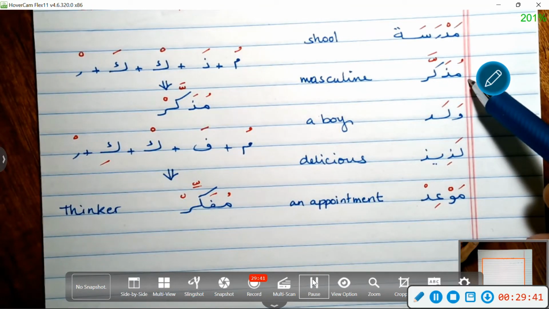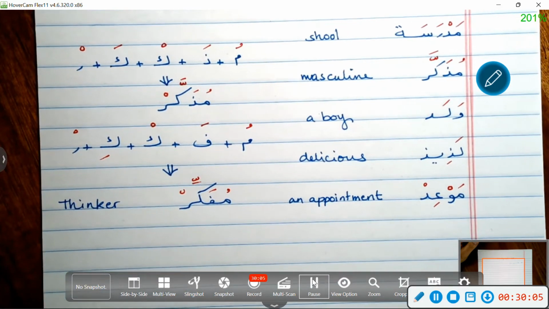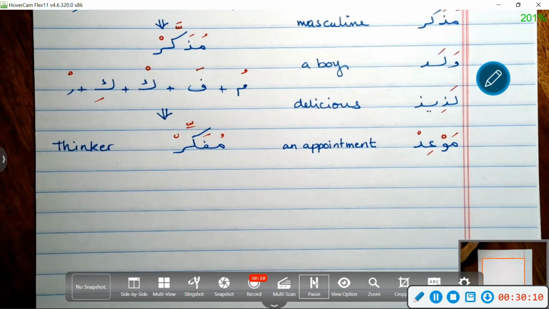Now, sometimes we have two words that are written the same way, but they have different harakat, so they are read differently and have different meanings. Then we need to add harakat so the reader doesn't get confused. But in normal writing, we don't use harakat unless there are technical words that need to be pronounced correctly so the reader doesn't confuse them with another word.